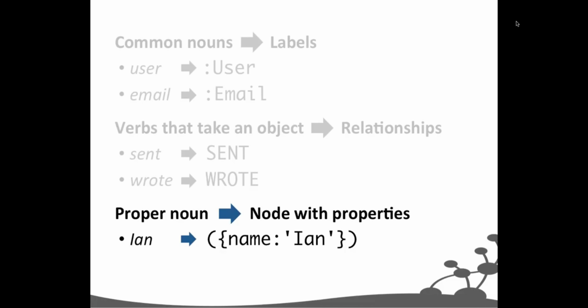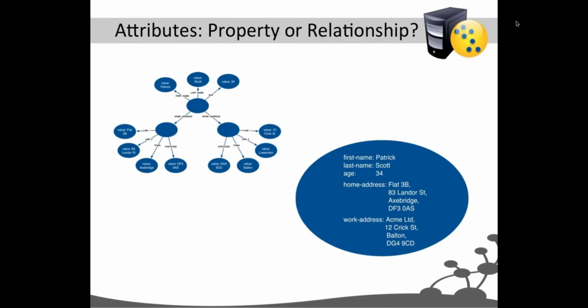And then finally, where we're using proper nouns, Ian, Jim, Bob, London, New York, typically we'll end up representing these things as nodes. These are entity instances. So we want to represent each of these things as its own individual unique node, and we'll use properties to capture the attributes of these entities. So here we'd end up creating a node that represents Ian, we'd attach a name property, and we'd probably end up attaching one of those labels, perhaps User, something like that.